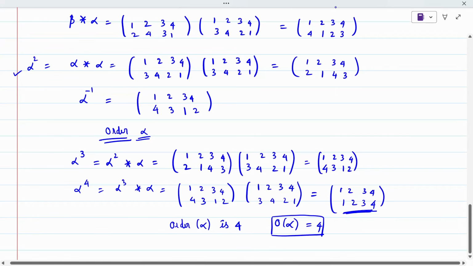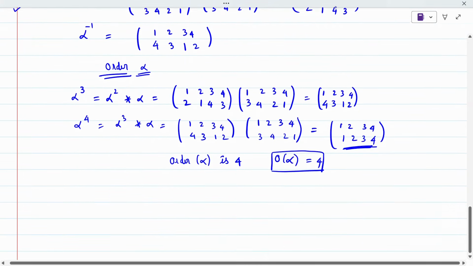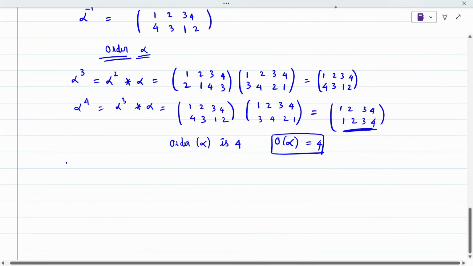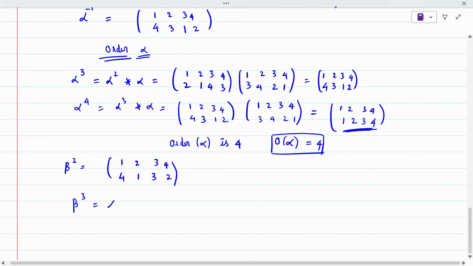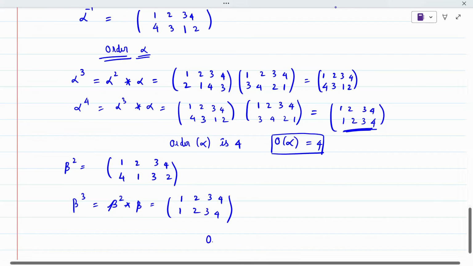Same way, order of beta. So for beta, I will calculate beta squared, then beta cube. When I calculate beta squared, 1, 2, 3, 4, it's nothing but 4, 1, 3, 2. Beta cube answer: 1, 2, 3. Yes, beta cube. I'm getting the answer. So the order of beta is 3.